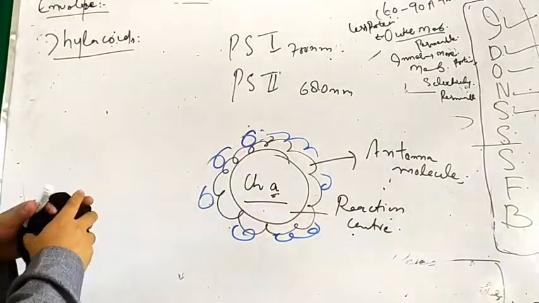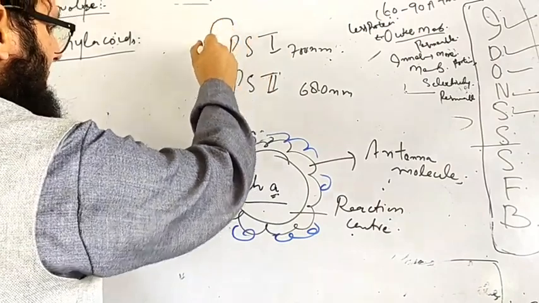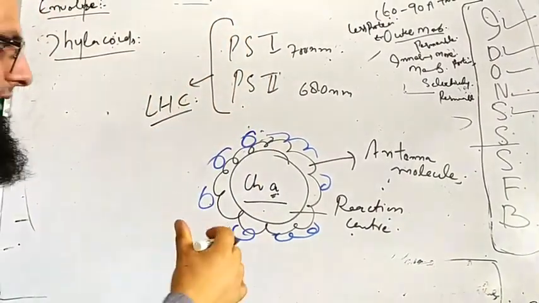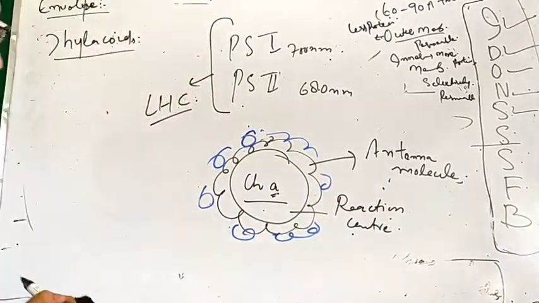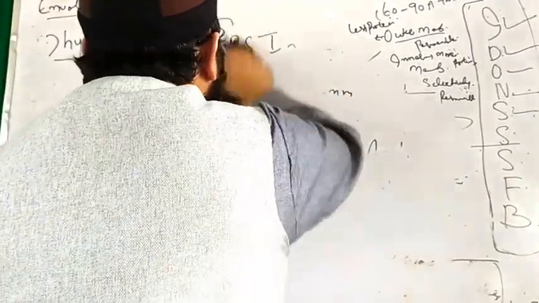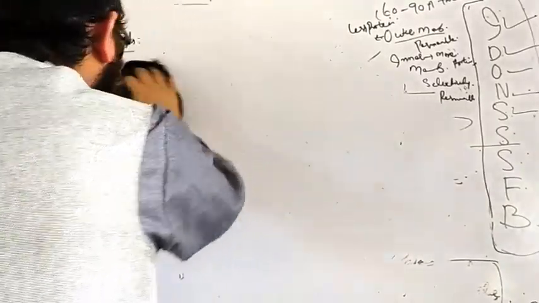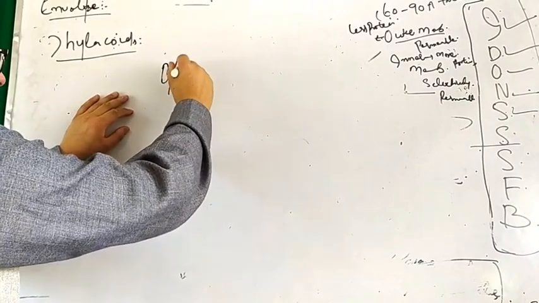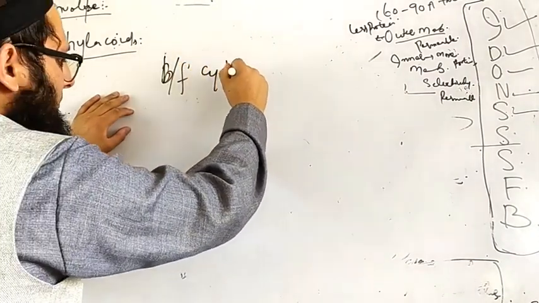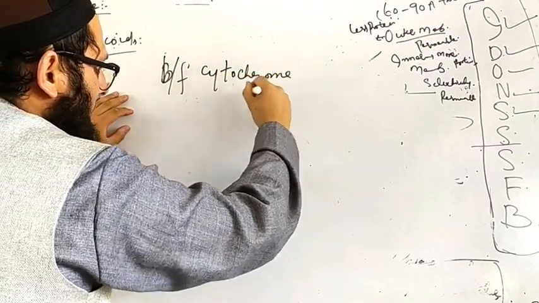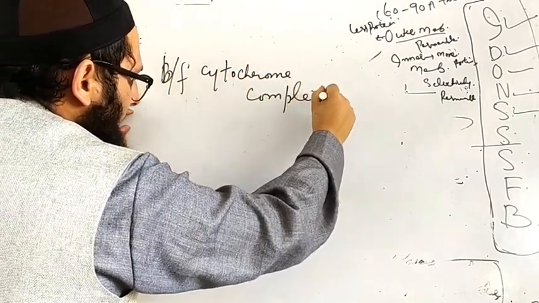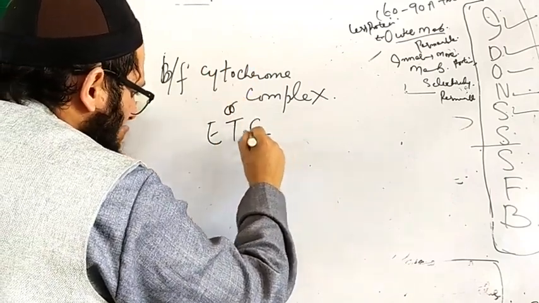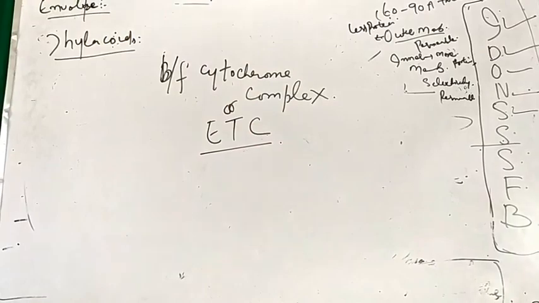This is all about photosystem 1 and 2. Combinedly they are called the light harvesting complex, because they trap the light, and photolysis of water takes place. So this was all about the quantasomes. The second thing I told you is that we have the b6f cytochrome complex present, or we also call it the electron transport system or electron transport chain.